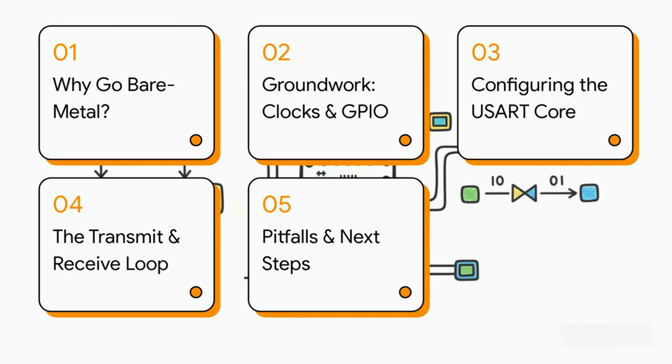Here's the game plan. First, we'll talk about why you'd even want to go bare metal. Then, we'll lay the essential groundwork with clocks and GPIOs. After that, we'll configure the USART core itself, build our simple transmit and receive loop, and finally, we'll wrap up with some common pitfalls and where to go from here.